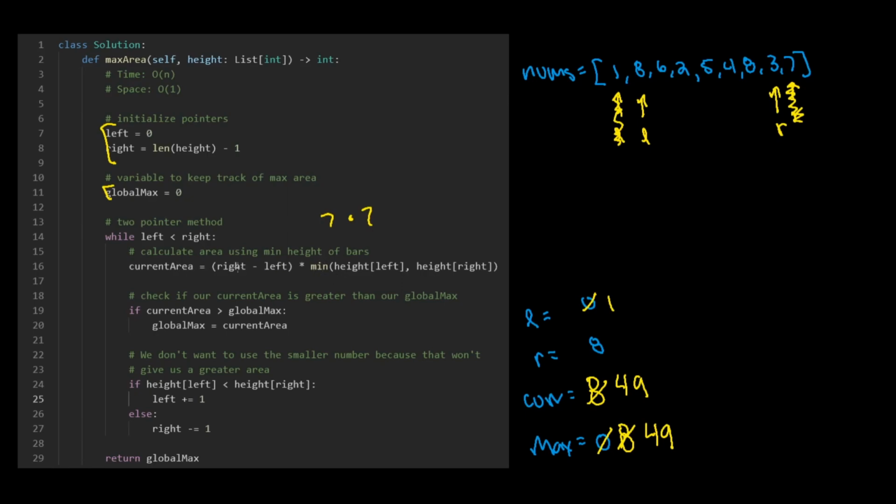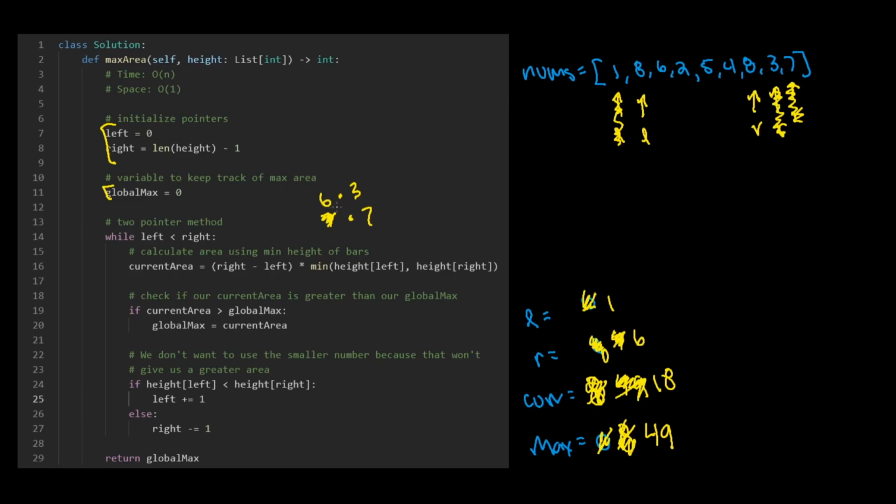Current area, right minus left, which is, let me update this as well, 7 minus 1, and that will give us 6. And the minimum between 8 and 3 is 3. So we would have 6 times 3, which is 18. And that is not greater than our global max, so we're not going to update it. And now we check. Is the height at left less than the height at right? No, because 8 is greater than 3. So now we decrement our right pointer by 1.